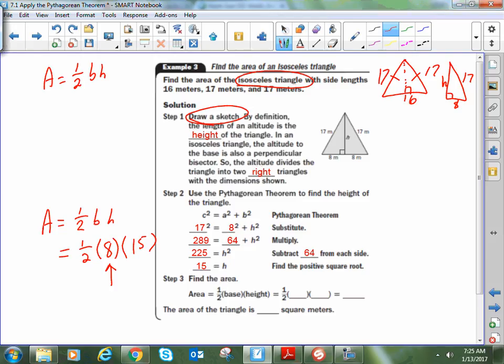So please make sure that you use the appropriate base. In this case, the base is 16 meters. That's the base of the isosceles triangle. So when I substitute those values into the formula for area of a triangle, that's how I'm going to get 120 square meters for the area.